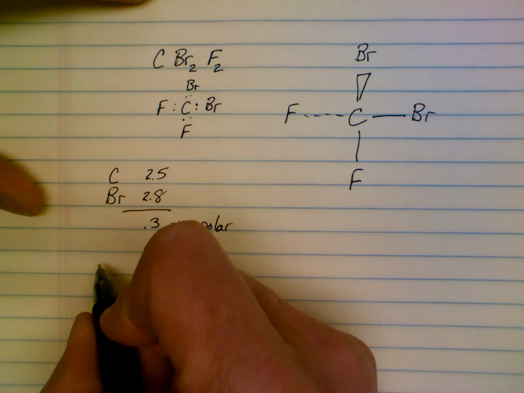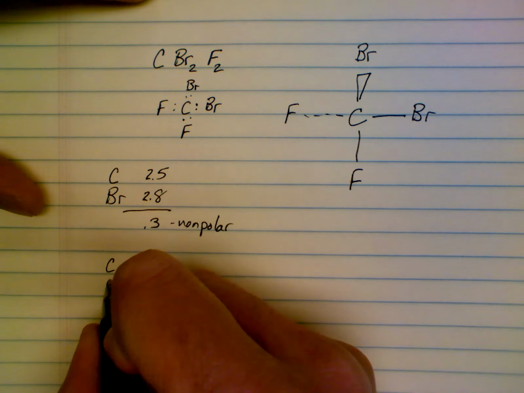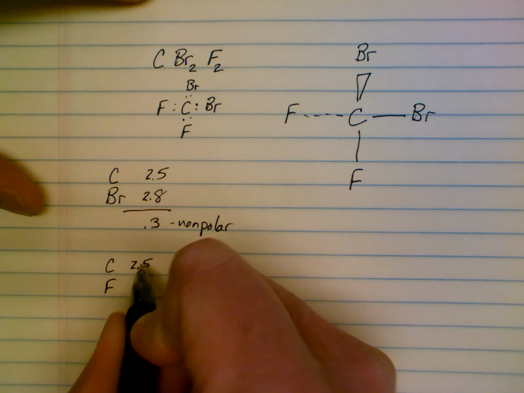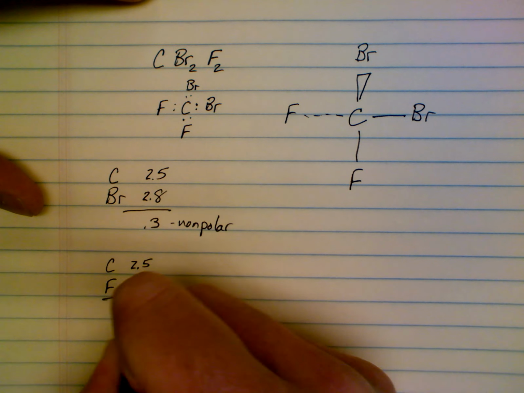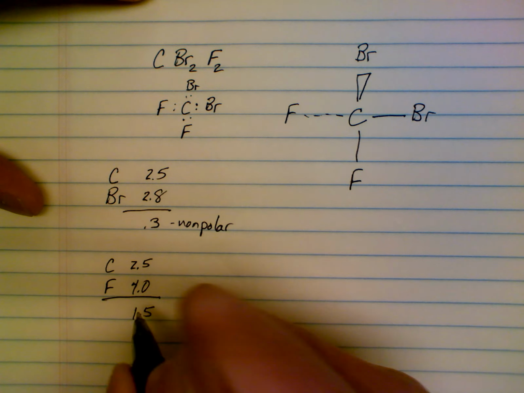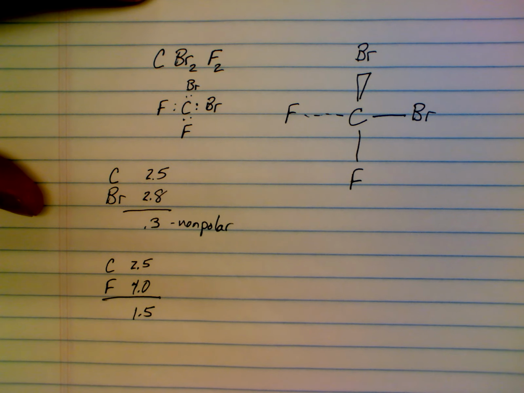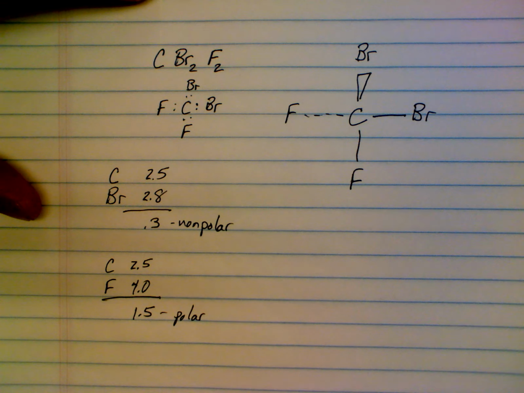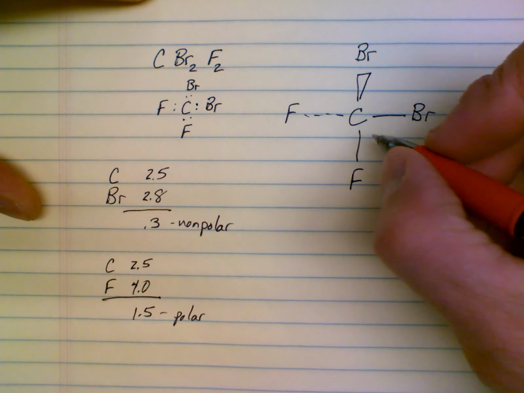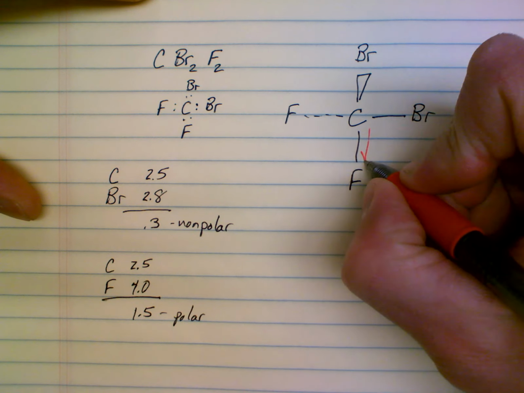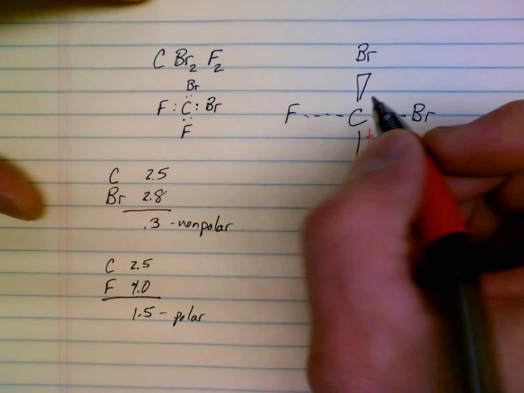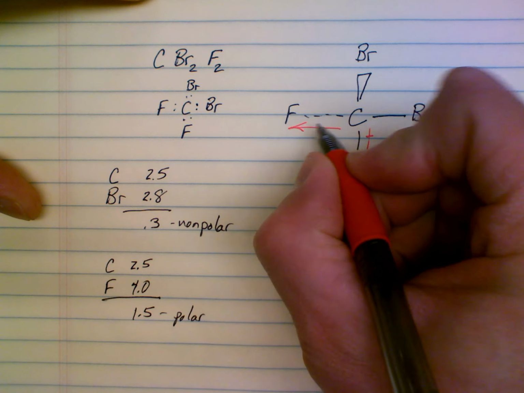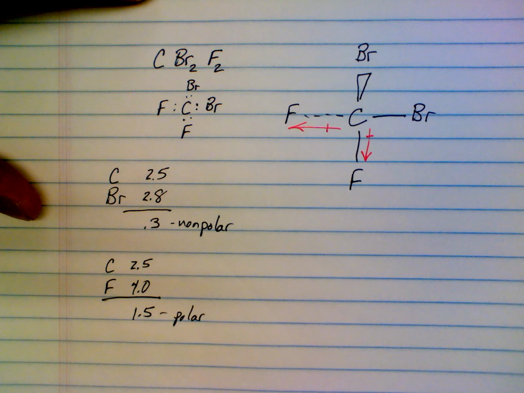Then we take a look at the carbon and the fluorine. Carbon is again 2.5 and fluorine 4.0. So our difference here is 1.5. So this is going to be strongly polar. So this will definitely be polar. Therefore, we're going to have a dipole that will exist between the fluorine and the carbon. Our dipole will come out of the carbon towards the fluorine, like so.